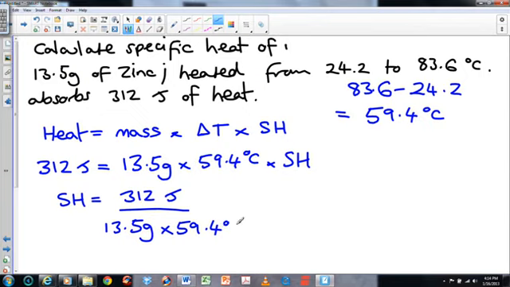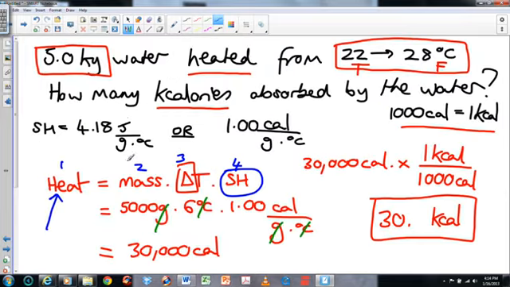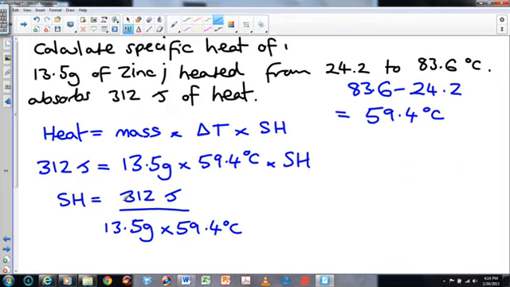times 59.4 degrees C. Now before you do anything else, take a look at the units that you're going to get. We're going to have joules per gram per degree C, which is exactly the unit that we said we want specific heat to be in. So we know we're on the right track. Now it's just a case of getting out our calculator, which I should have done before. So 13.5 grams times 59.4 degrees C. I always like to make sure and allow for as little error as possible, so those two numbers multiplied together are 801.9.